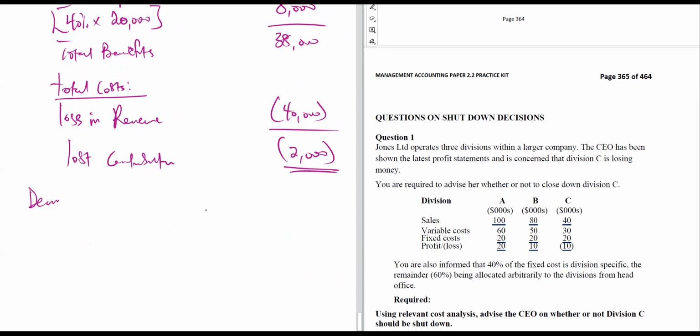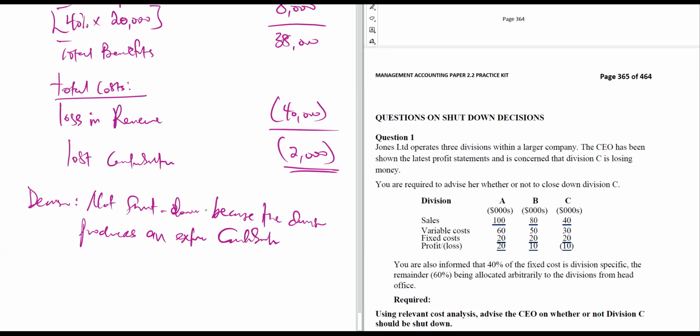So you can say the decision is to not shut down, because the division also produces an extra contribution of 2,000, which will be lost if the division is shut down. Do you understand?